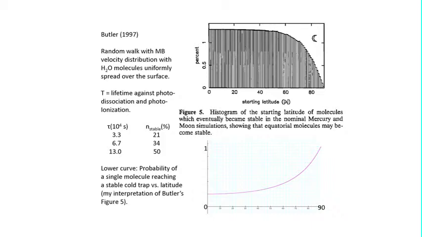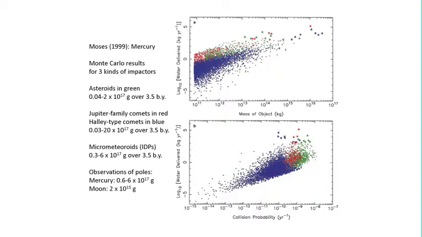Now, then along came Julie Moses, and she accepted Brian Butler's fractions, those percentages that make it to a safe landing, and then she said, what kind of impactors are likely to be the big contributors to the cold traps?